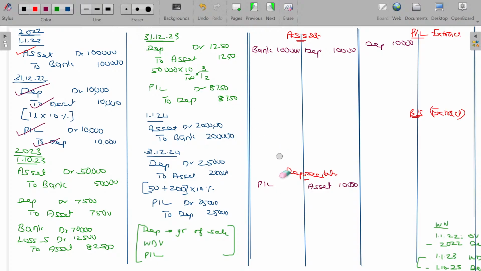Oh, I posted wrongly. Here asset 10,000. Here P&L account 10,000. Depreciation got total. And P&L account extract is also over. Coming to this 1 lakh, the balance you have here is 90,000. So balance carried down, balance brought down 90,000. This balance appears in the balance sheet asset, 90,000. This is for the year 1.